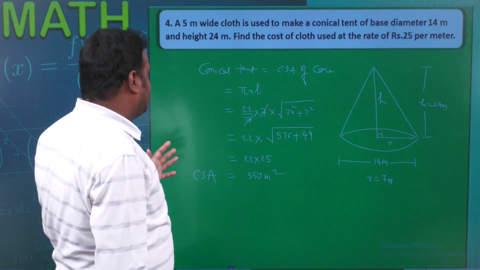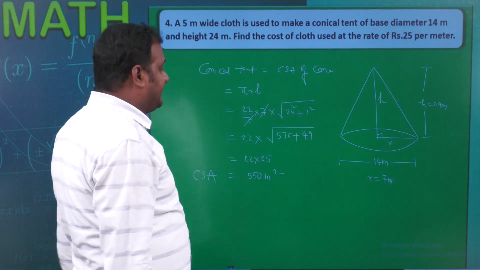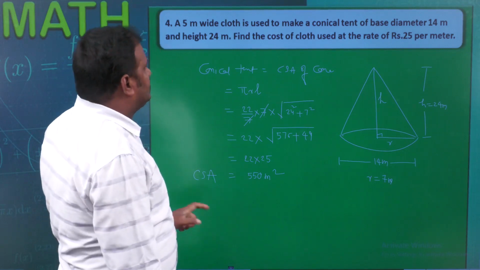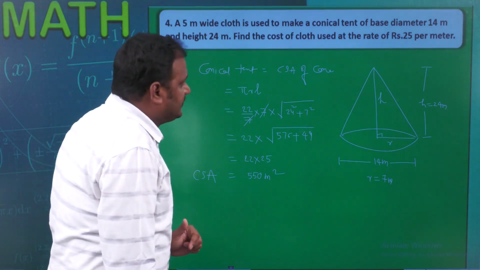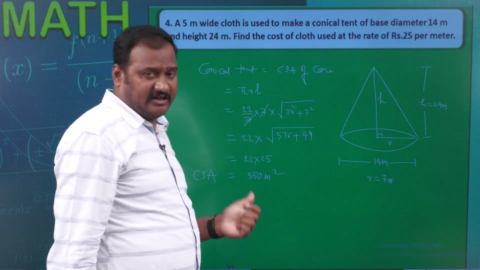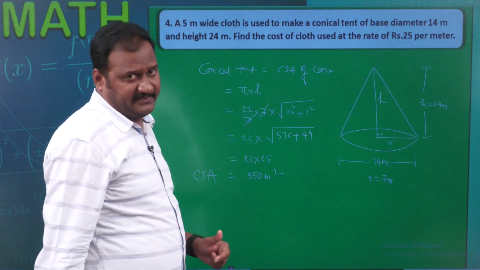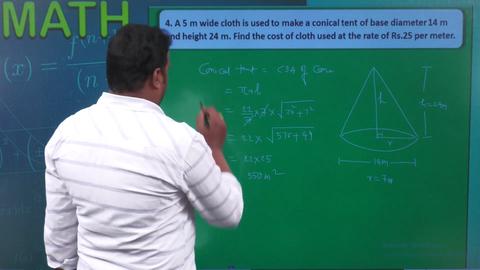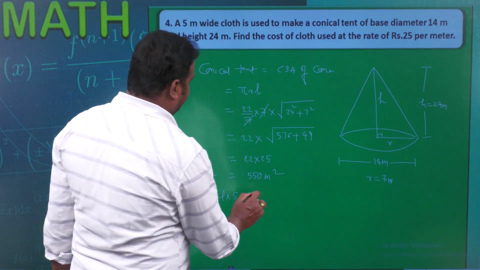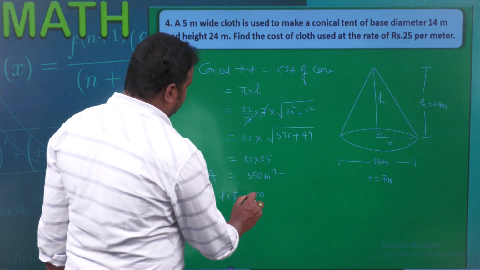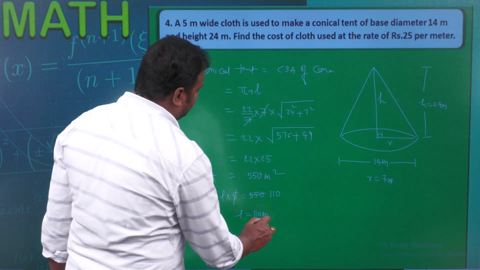After finding the curved surface area, 550 meter square area of cloth is required. The width of the cloth is going to be 5 meters, so that you can find out the length of the cloth also, because length of the cloth into width is equal to 550, right? So length into width, 5 meters, is equal to 550. So 5 tens are 50, 5 elevens are 55. Length of the cloth is equal to 110 meters.